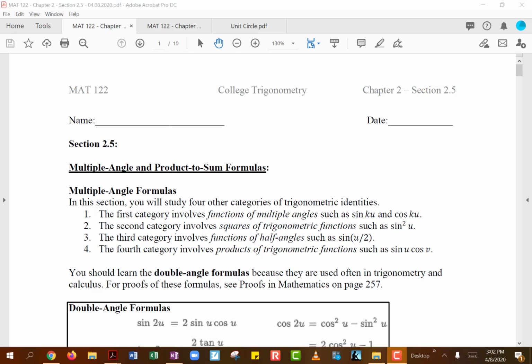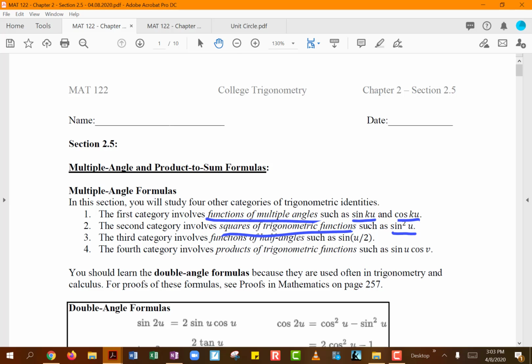So of course, we're starting out with our first category, which would be the functions of multiple angles. So multiple angles, of course, we're talking about functions such as sine of k times u or cosine of k times u. Then for the second category, we'll be talking about squares of trigonometric functions. So that would be something like sine squared of u.